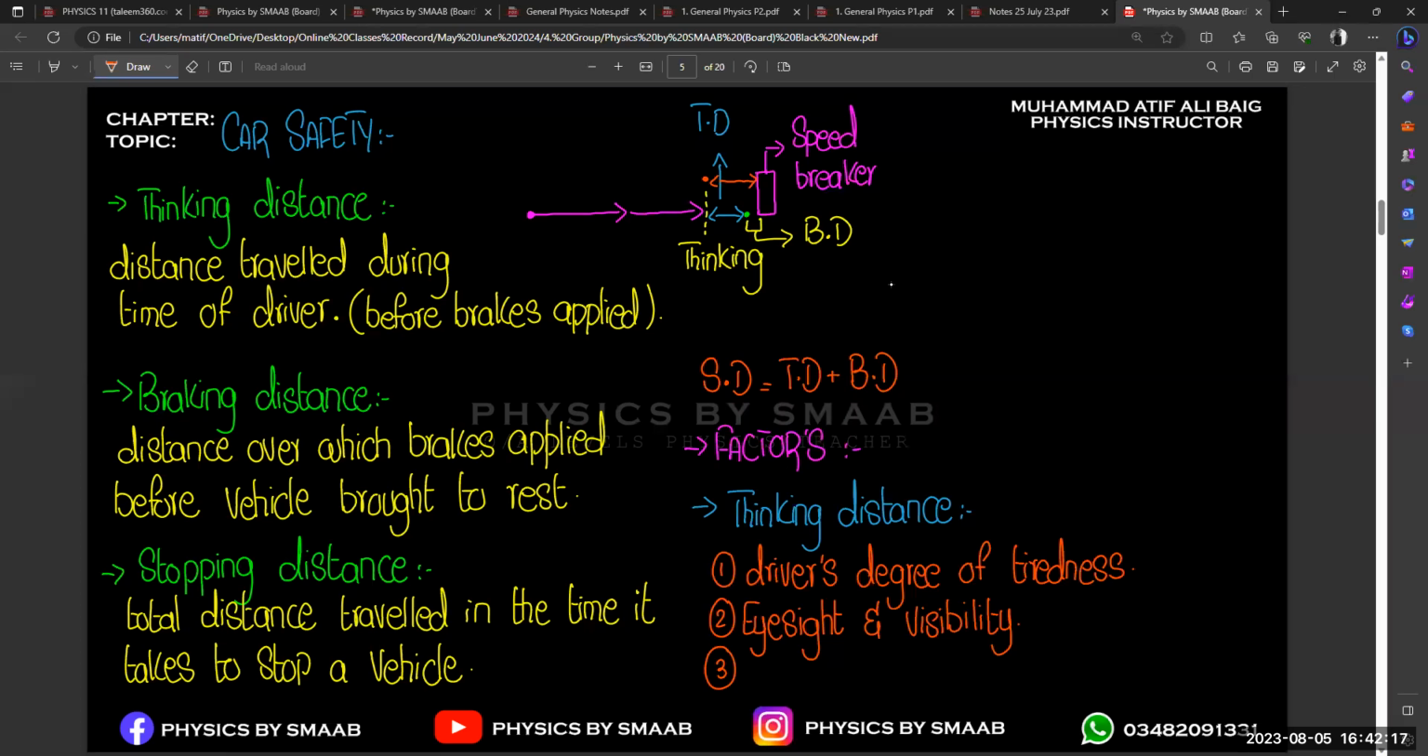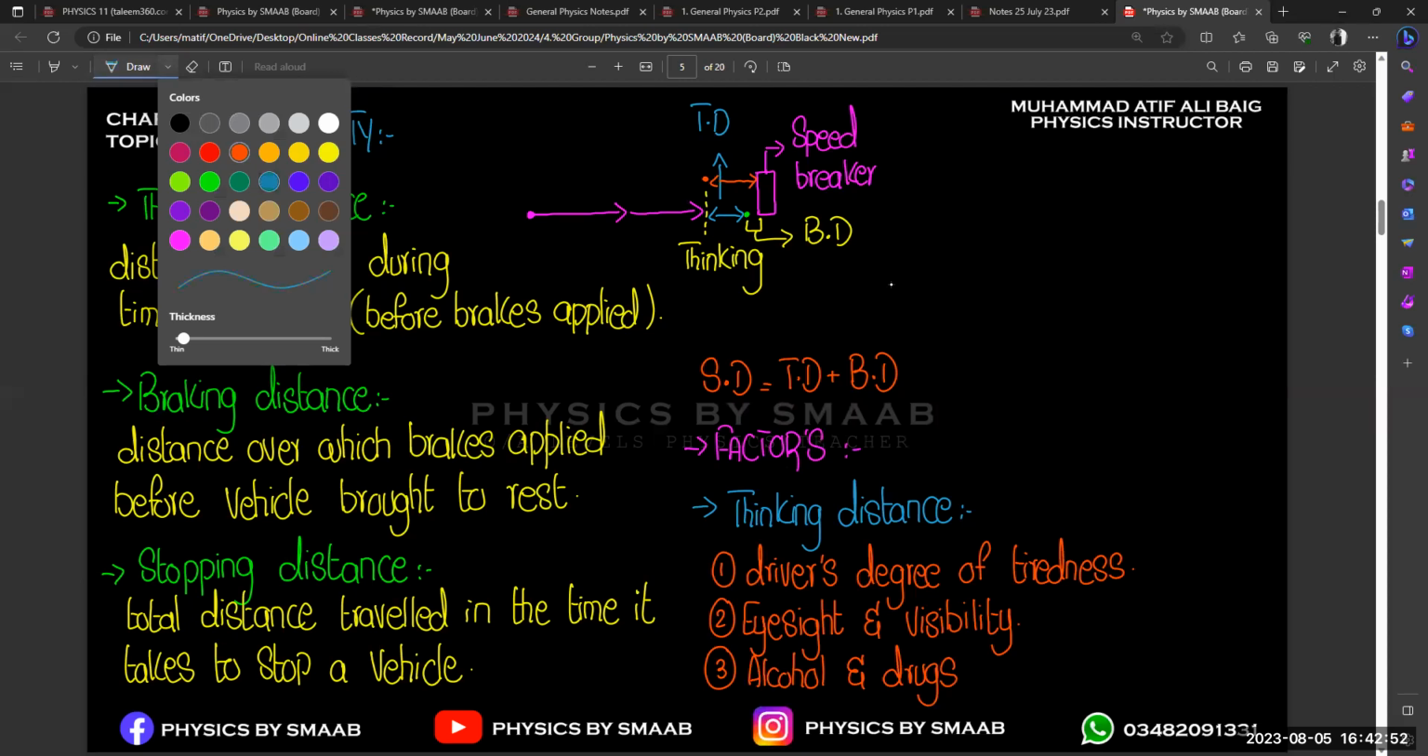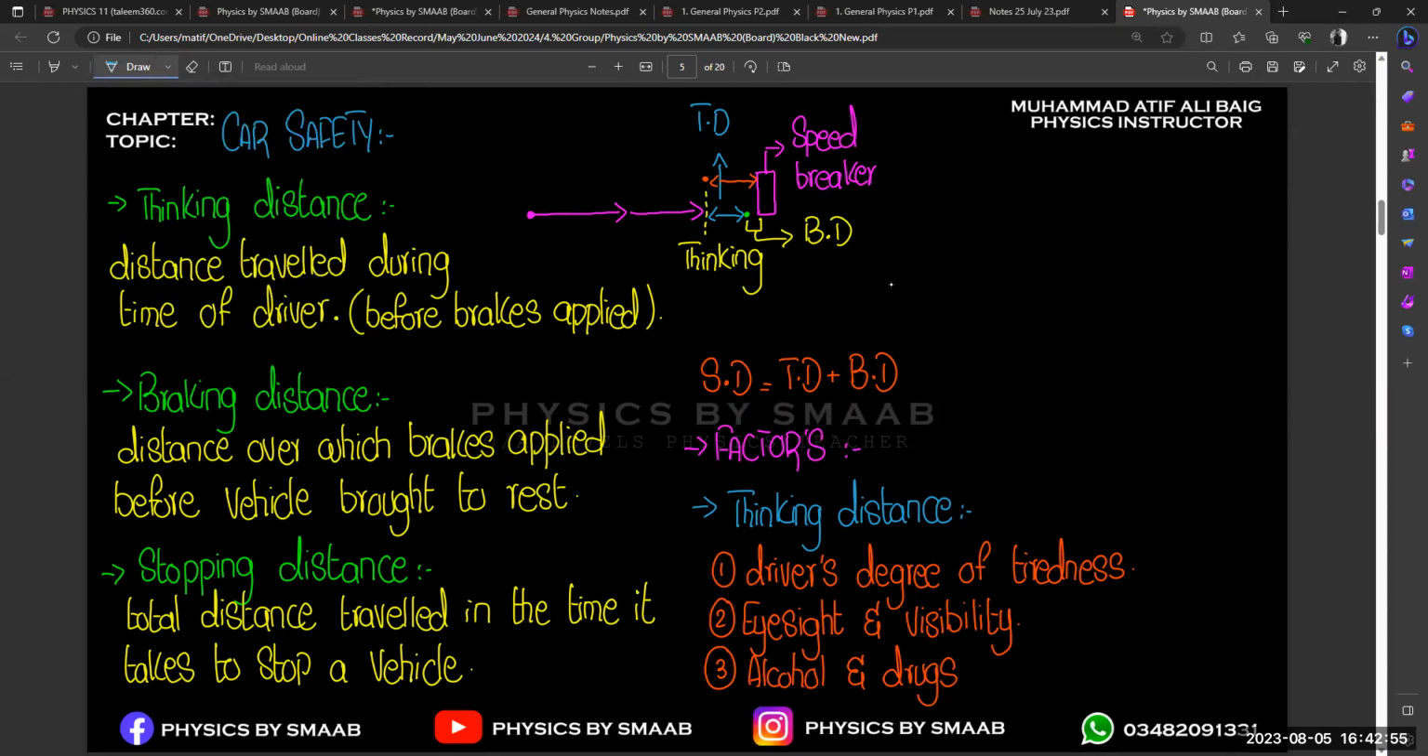So it's actually added in your syllabus or exam specification. That's why we need to write use of alcohol or drugs. That is also an important point. These are enough for your thinking distance, because mostly they ask for one or two points, or they compare: write one point for thinking, one point for braking. The second thing you mentioned, the condition or physical state of the car, those are the factors of braking distance.